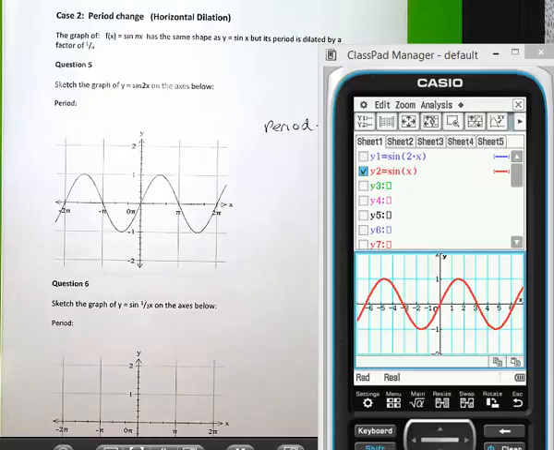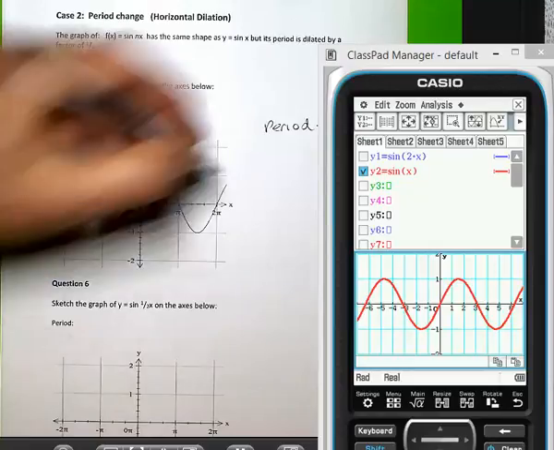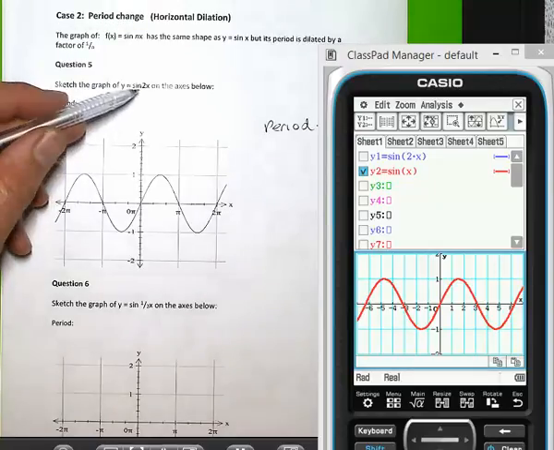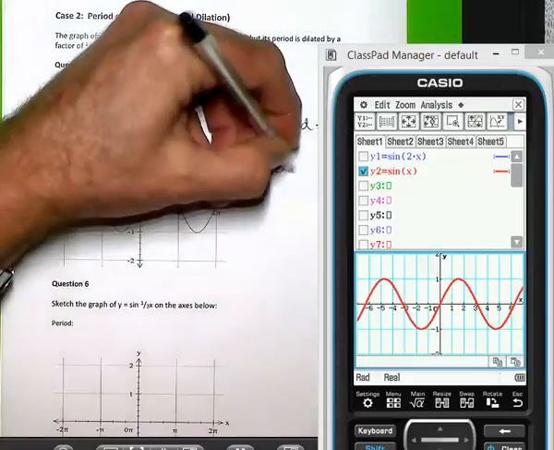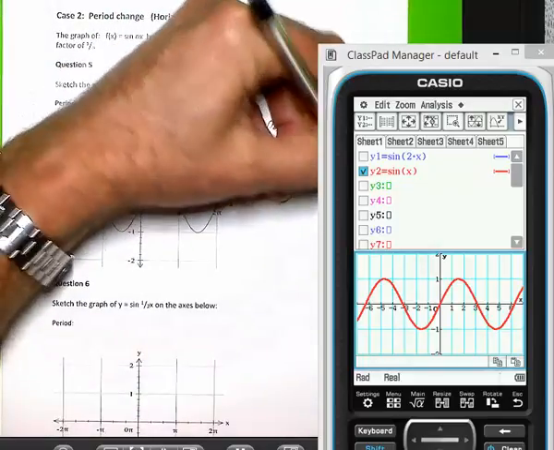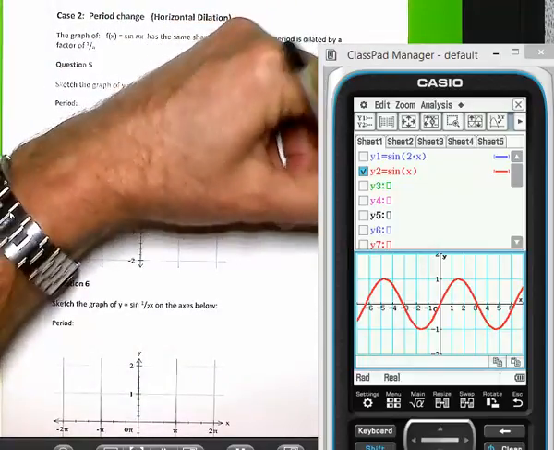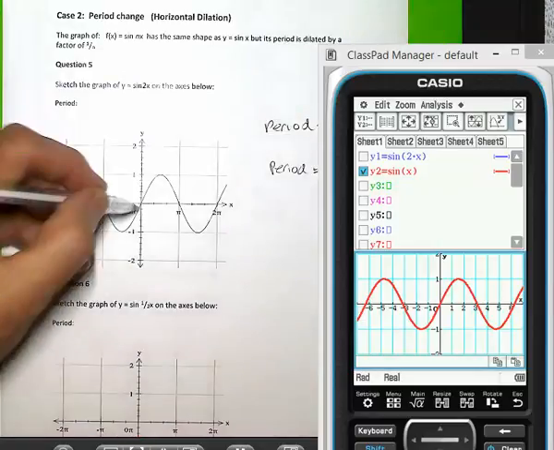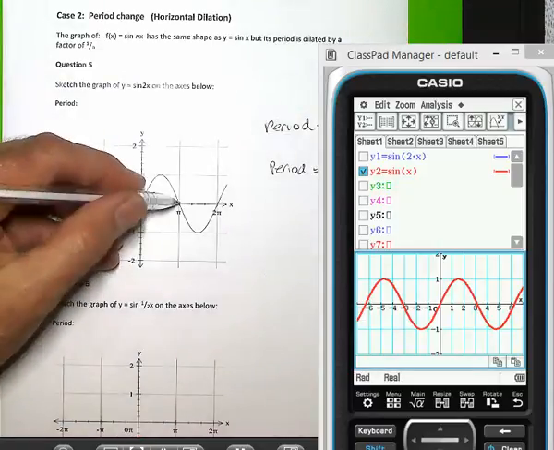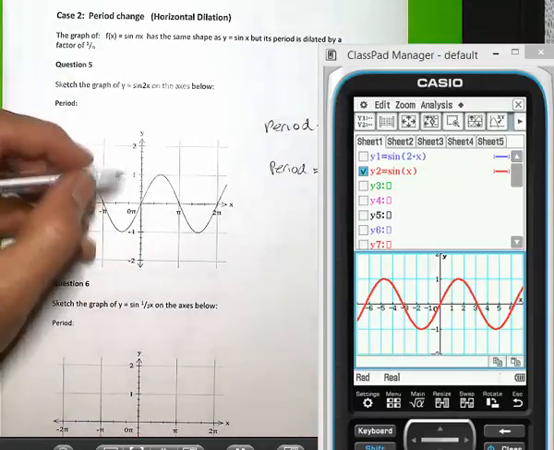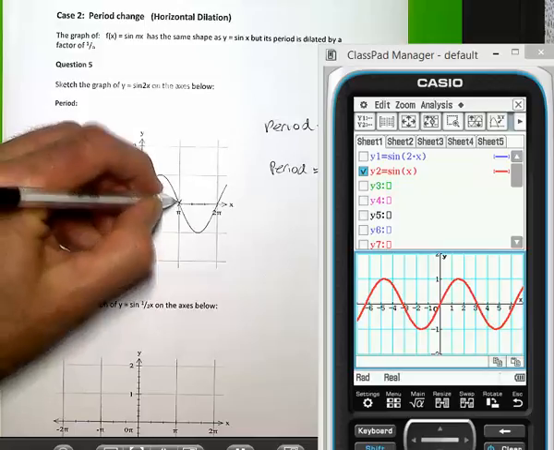In questions 5 and 6, you're asked to have a look to see what happens when you change the period. Now, first up, period is going to be dilated by a factor of 1 over n. So we work out the period in each case. When we've got y is equal to sine 2x, period then is 2 pi over 2, which is pi, which means that this pattern is going to be repeated every pi. In other words, a complete period every pi.